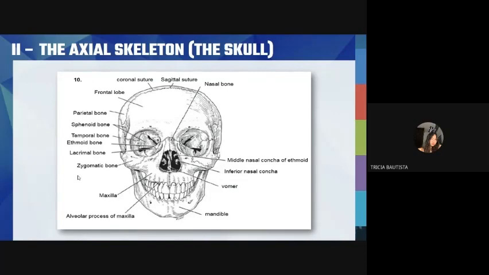In the lower part of the skull, we can see the mandible. Next is the vomer, which is in the center part of the bone in our nasal area, and the inferior nasal concha is on the right side of the vomer, and the middle nasal concha of the ethmoid is in the upper part of the nasal area. And the nasal bone, you can see at the upper part of the nasal bridge. That's all.